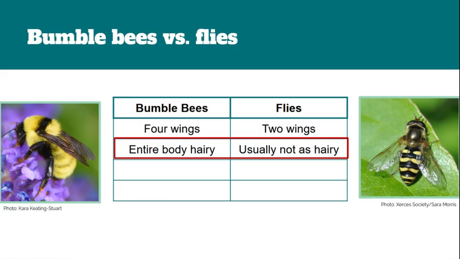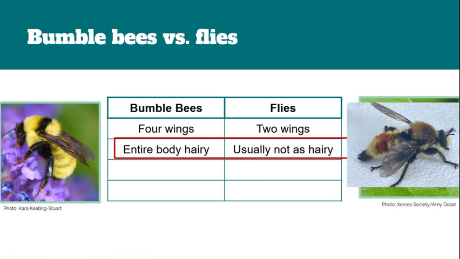In bumblebees, the entire body is hairy, and the colors that we observe are the colors of the hairs. In many flies, the bodies don't have as much hair, and the colors we see are the colors of the exoskeleton, not the hair. But be careful with this. There are definitely some exceptions. Some flies are covered in colorful hairs that look very similar to bumblebees' patterns, like this predatory bee mimic robber fly.